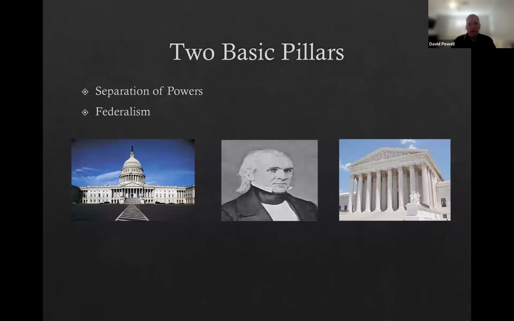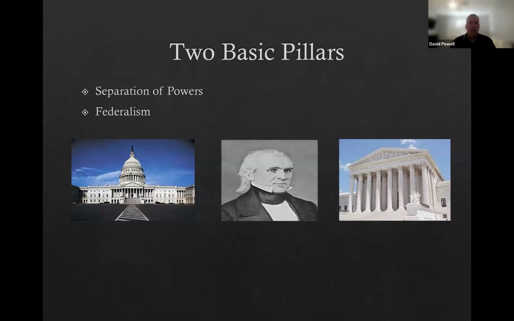So that desire to limit governmental power led to the two basic pillars of our system of American government: separation of powers and federalism. Separation of powers, as we all know, was the separation of power horizontally across different branches of government, whereas American federalism is the separation of power vertically across national government versus state governments. So horizontal separation of powers and a vertical separation of powers to limit the inherent powers of government.